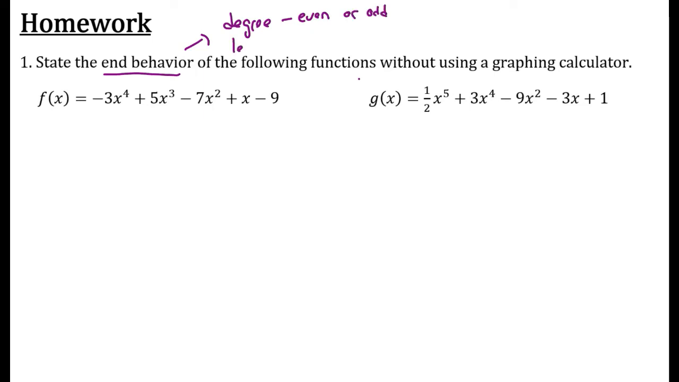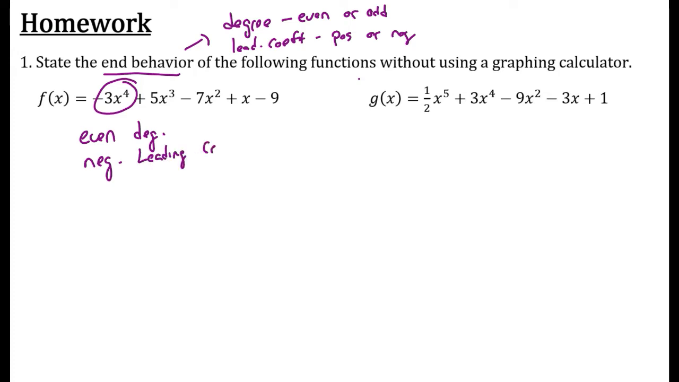And then we look at the leading coefficient and say, is it positive or negative? So the degree is the highest power, so in this case it's the x to the fourth term here. So we have an even degree and a negative leading coefficient. Which means if I run through my dance moves, even, that's the second one.